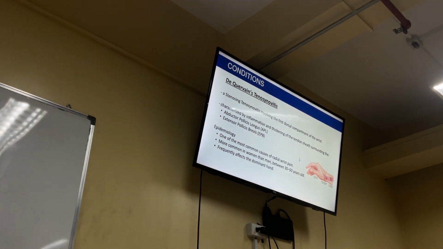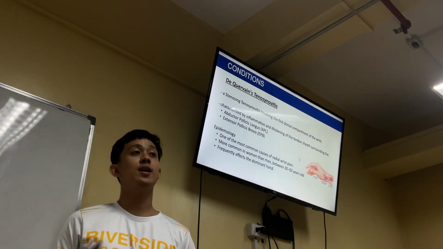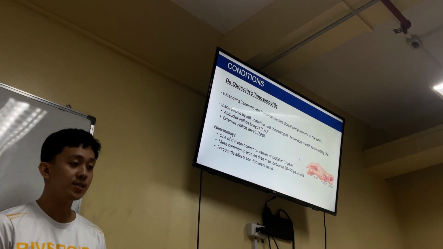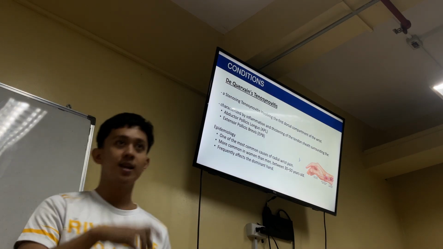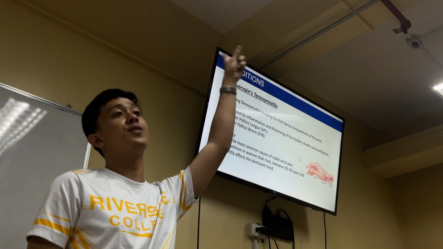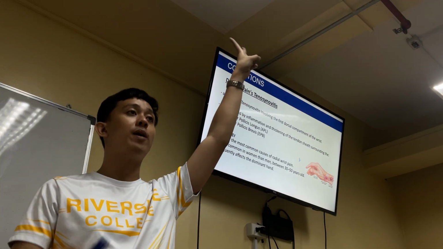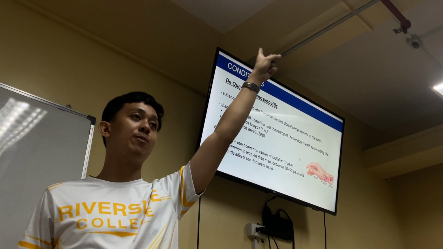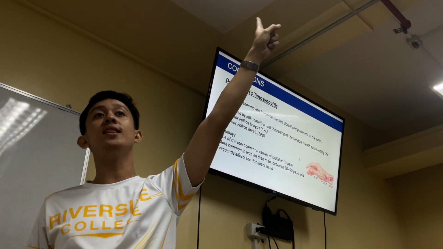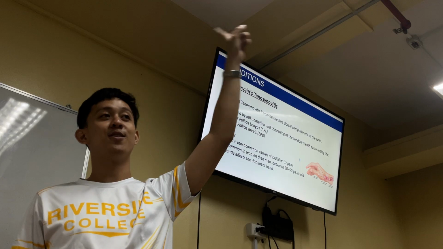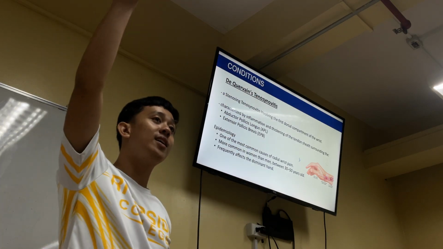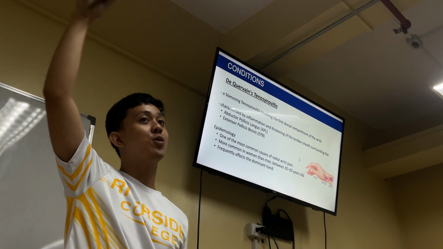Another very common one, De Quervain's tenosynovitis. Other name is stenosing tenosynovitis, involving the first dorsal compartment of the wrist. Specifically, flexor compartment or extensor compartment? Extensor compartment. Specifically, your extensor tunnel 1. Right, we have 6 extensor tunnels: 1, 2, 3, 4, 5, 6.